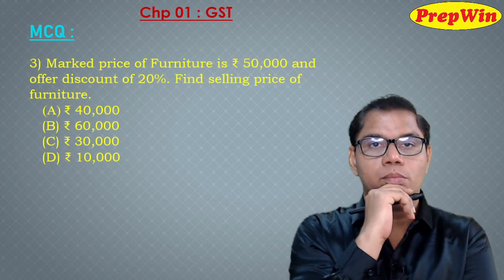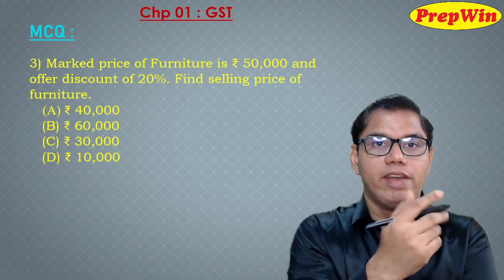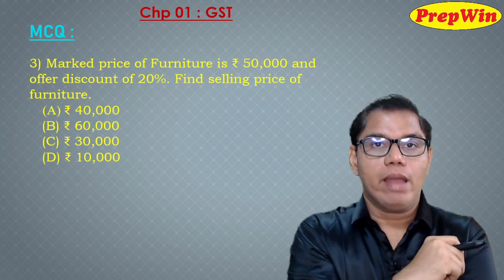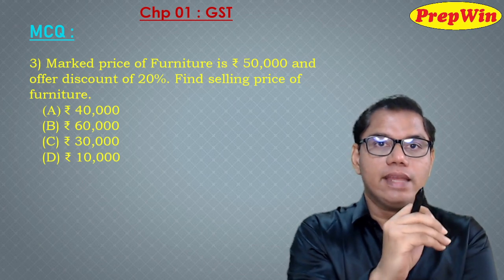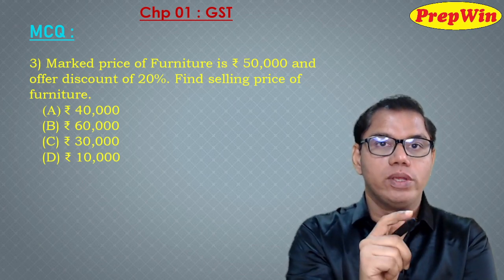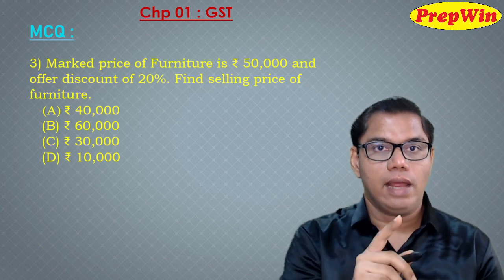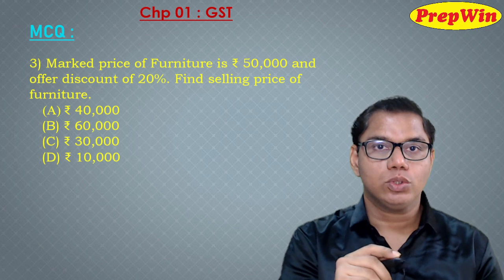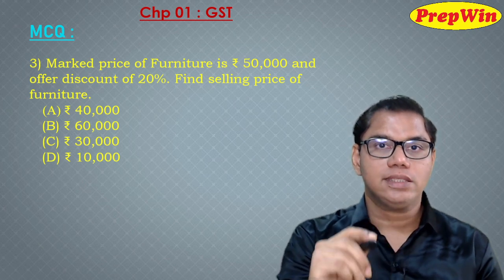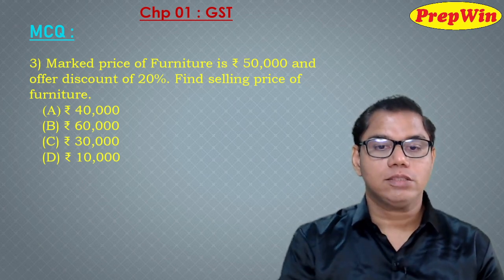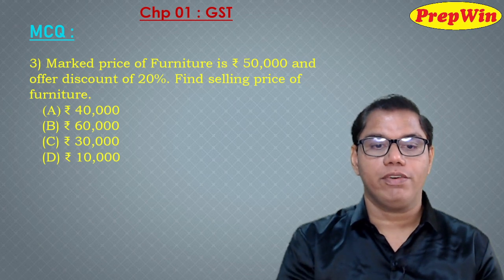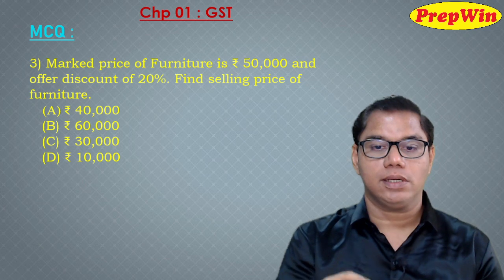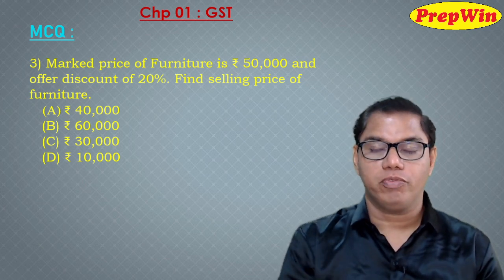So MCQ number 1 and 2 were very easy. It was just selecting from the given options. But MCQ number 3 is a calculation based MCQ. So here we have to do a calculation. And please be alert and attentive because I am going to show you a short trick to solve this sum within a single step. So the question is, the mark price of a furniture is rupees 50,000 and the offered discount is 20%. Find the selling price of the furniture.